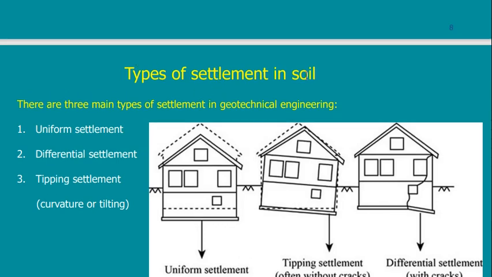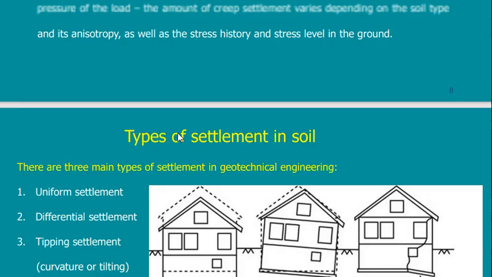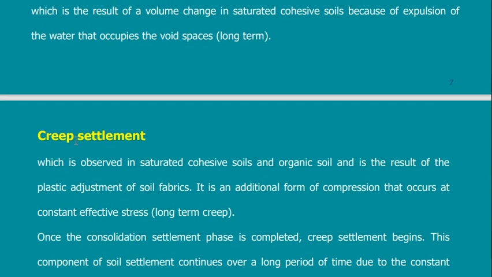Type of settlement in soil. So this is the origin of the settlement, from where this settlement will happen. Is it immediate, consolidation, or creep?